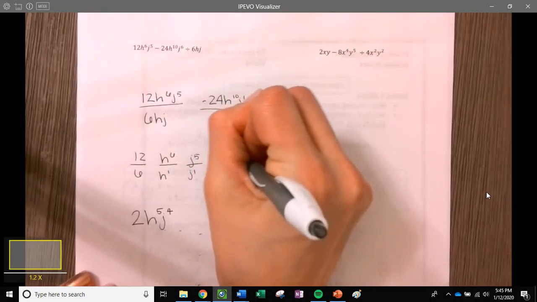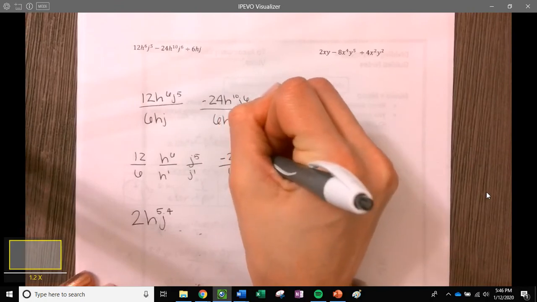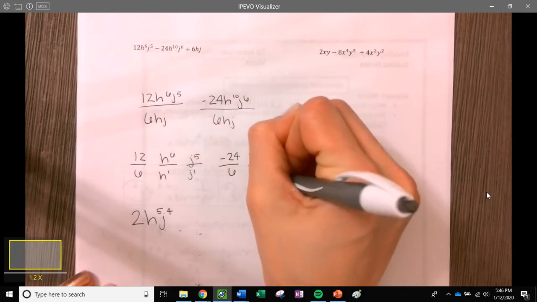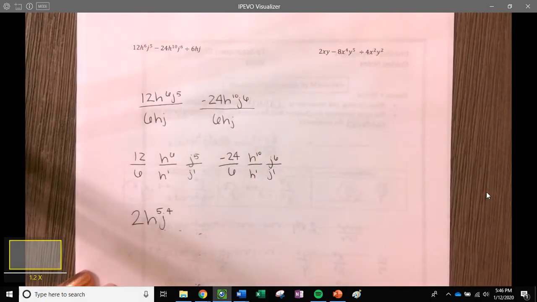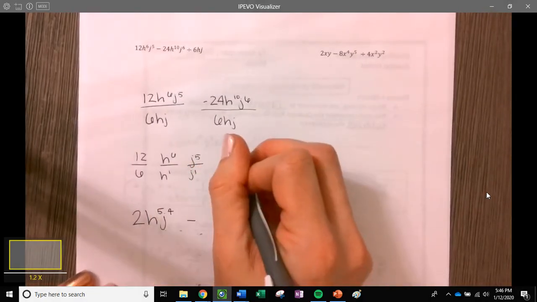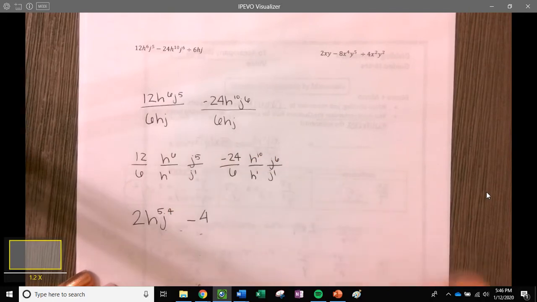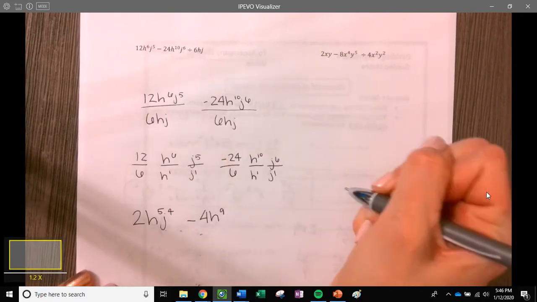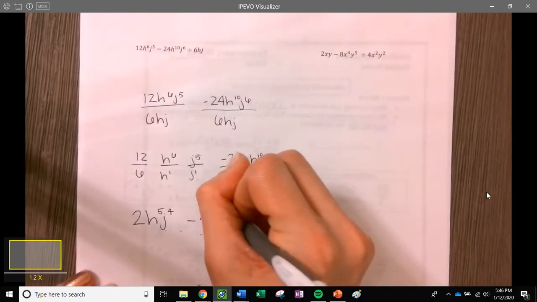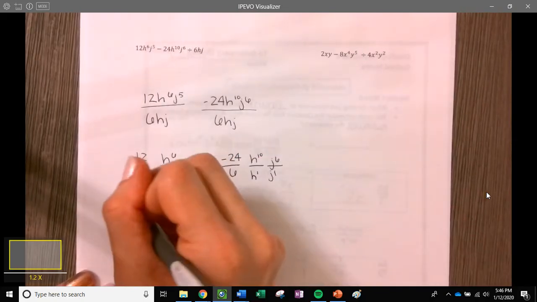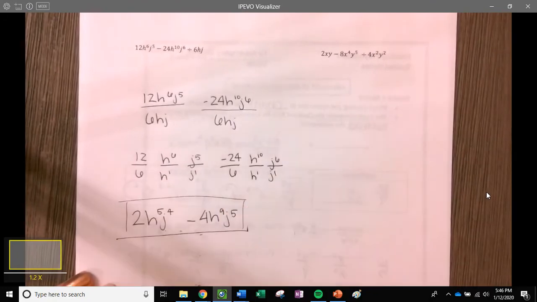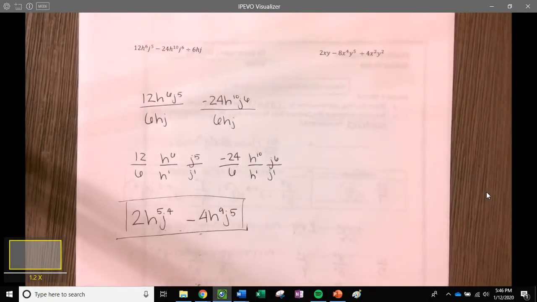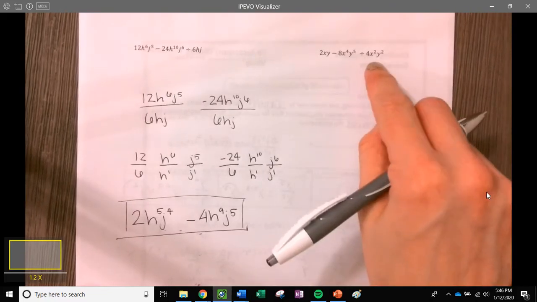Negative 24 divided by 6, h to the 10th divided by h to the 1st, and j to the 6th divided by j to the 1st. And that's going to give me negative 24 divided by 6 is negative 4, h to the 9th, 10 minus 1 is 9, 6 minus 1 is 5. 2h to the 5th j to the 4th minus 4h to the 9th, j to the 5th. Okay, let's try this last guy here.